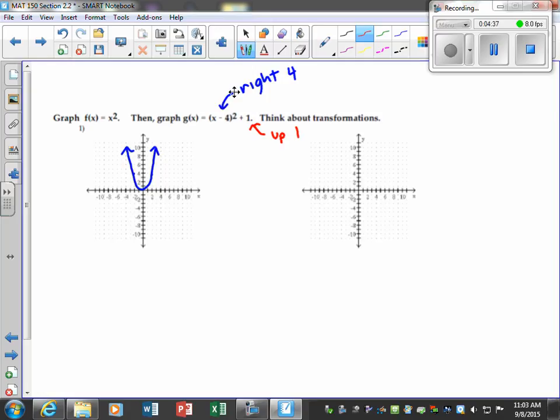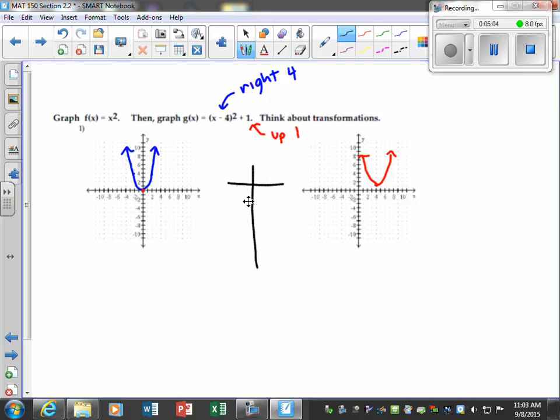So if I take this vertex, which was 0, 0 here, and I shift it to the right 4, up 1, that puts me about here. And I'm just doing a rough sketch. If I needed it to be exact, I would pick values for x and solve for y and plug them in. Let's just do that. Let me pick a few of them.